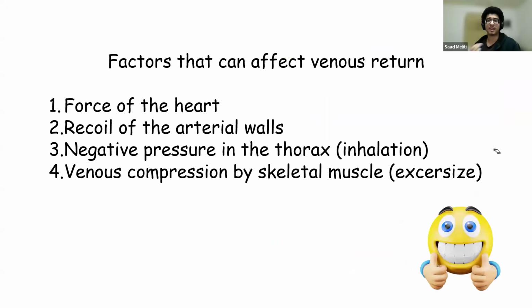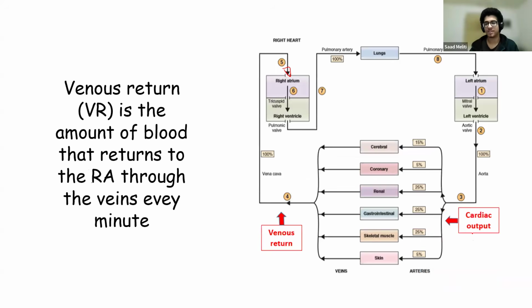Now, there are a few things that can affect the venous return, or the blood that's going back to the right atrium. The first one is force of the heart, okay? Basically, like we said before, the cardiac output is going to be equal to the venous return. So let's say we increase the contractility of the heart. If the contractility of the heart was increased, we'd have a higher venous return because, under normal conditions, the venous return is equal to the cardiac output. If we decrease the cardiac output, then we'd have less venous return, okay? I hope that makes sense.